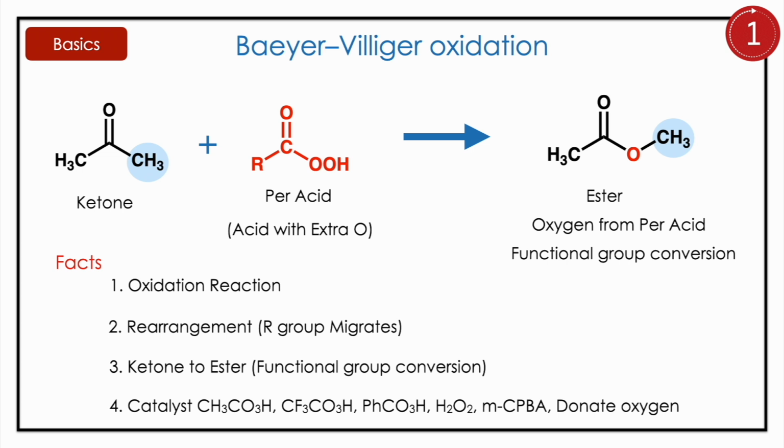The facts about the reaction: it is an oxidation reaction. It involves rearrangement. The R group or alkyl group migrates. It's also a functional group conversion because you are converting ketone into ester. The reagent can be anything: peracid, substituted peracid, even aromatic peracid or simple peroxide or substituted benzoic peracid. Basically, these compounds donate oxygen.